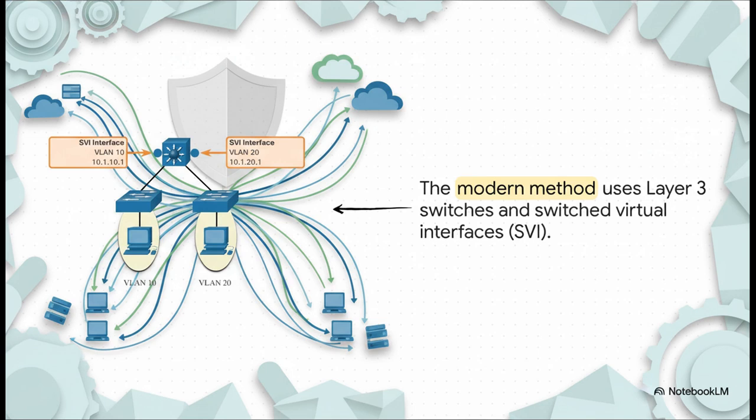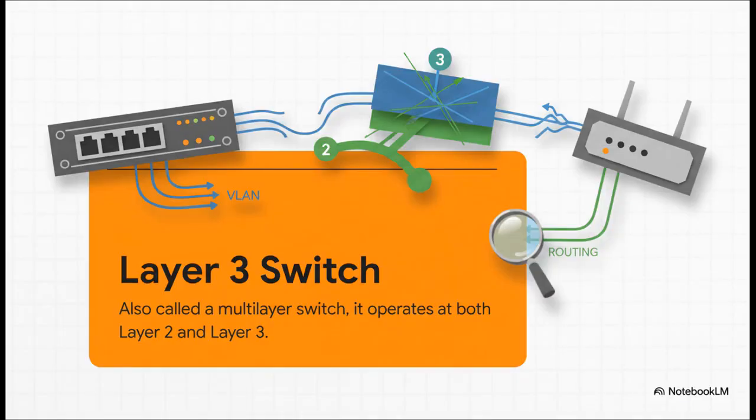In networking, layer 3 is just a fancy term for the layer where routing happens, making the smart decisions about where data needs to go. So what we have here is a switch that can also think like a router. All that communication between VLANs now happens right inside this one box and at incredible speeds. This device is a true hybrid.